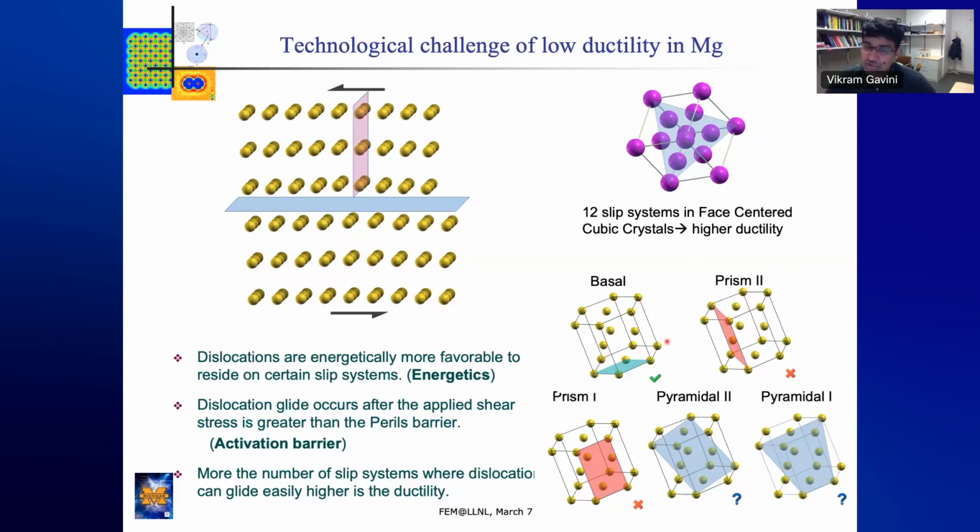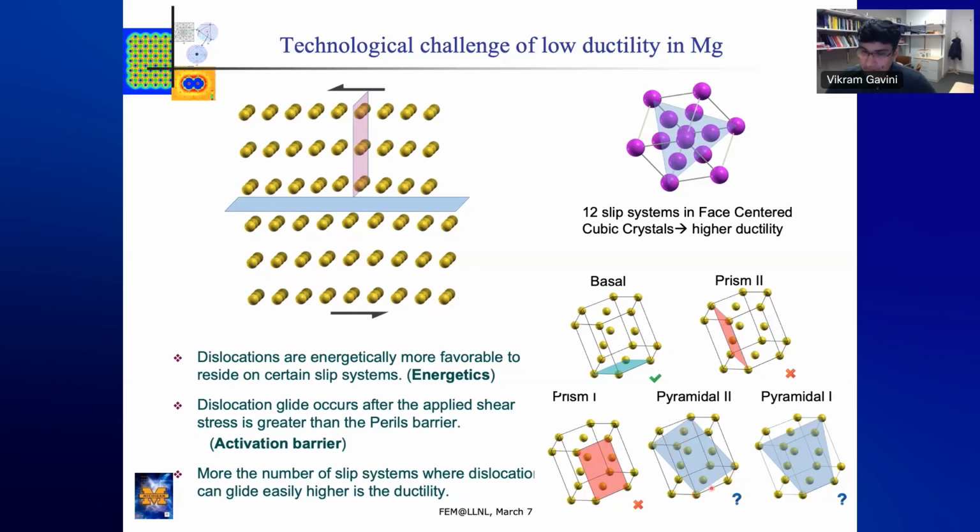Whereas if we look at magnesium, the dislocation activity is predominantly on the basal plane. The prismatic planes are pretty much not accessible to any dislocation activity because the energies of dislocations on these prismatic planes are quite high. There has been experimental evidence that dislocations can form on the so-called pyramidal planes.